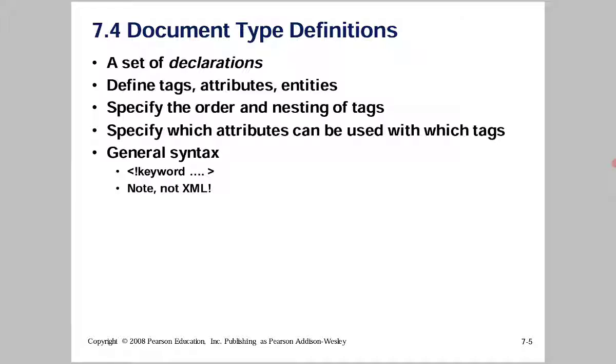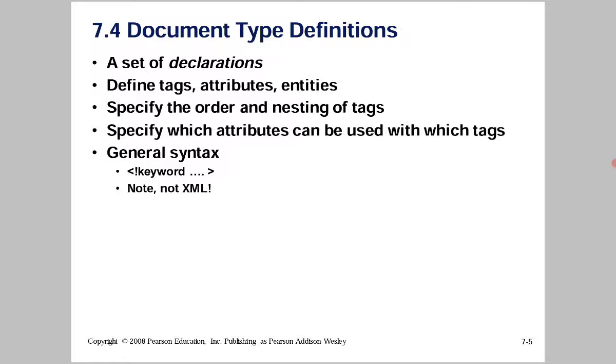So they follow a predefined or specific order, and specify which attributes can be used with which tags. What are attributes? Attributes are values or parameters or properties. Each tag has separate attributes or properties, and some values are assigned to the attributes, and generally these values are written within quotes. So what is the general syntax? The general syntax is like this.